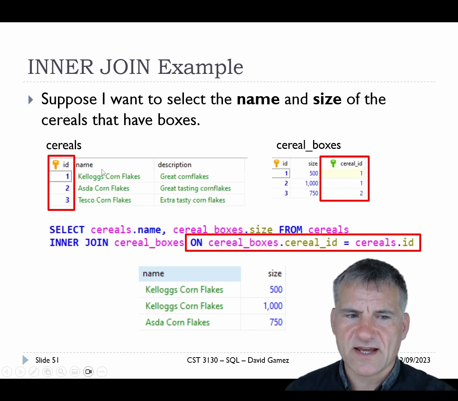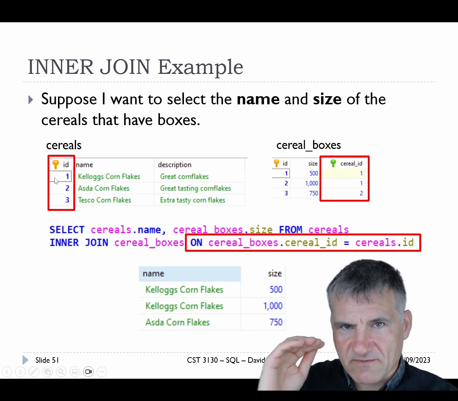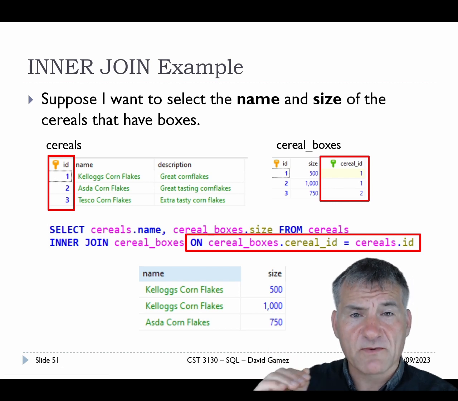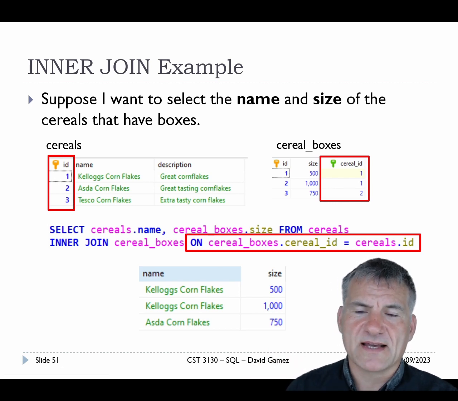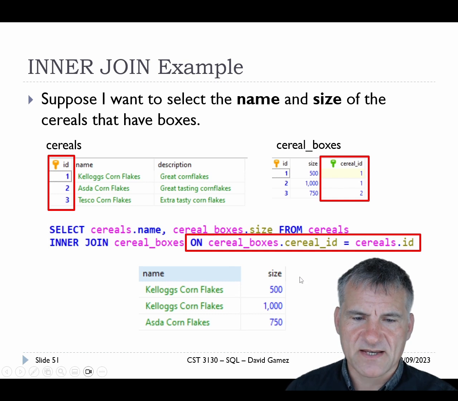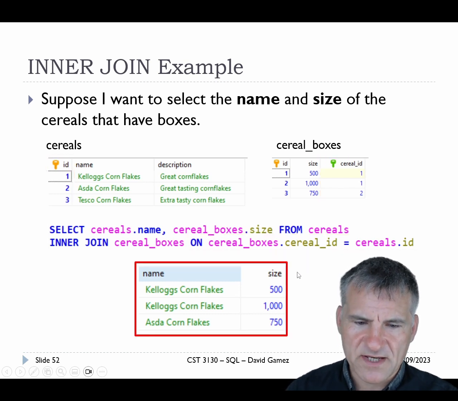It's saying where serial ID equals ID, then that will be a row from cereals that we're going to include, and then we'll pull in that size data for that row, yeah? That's the idea here, yeah? And you can see here the result.